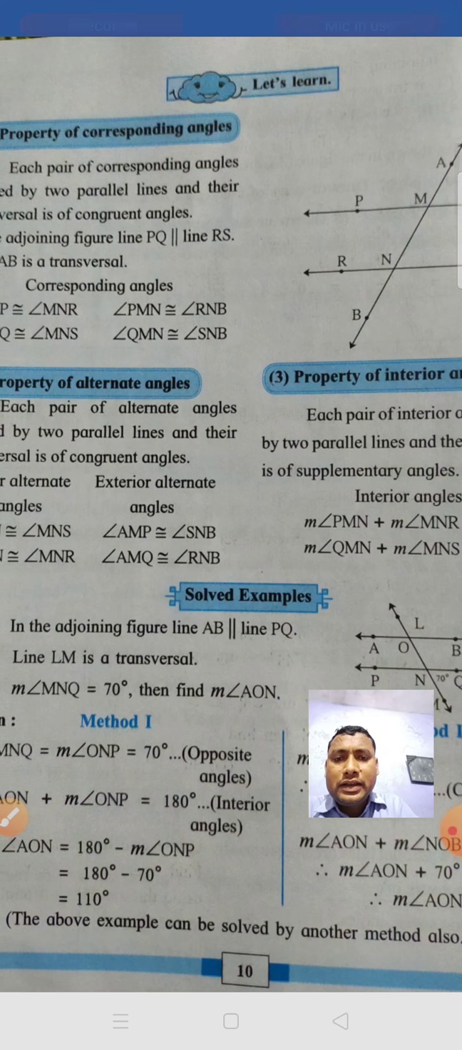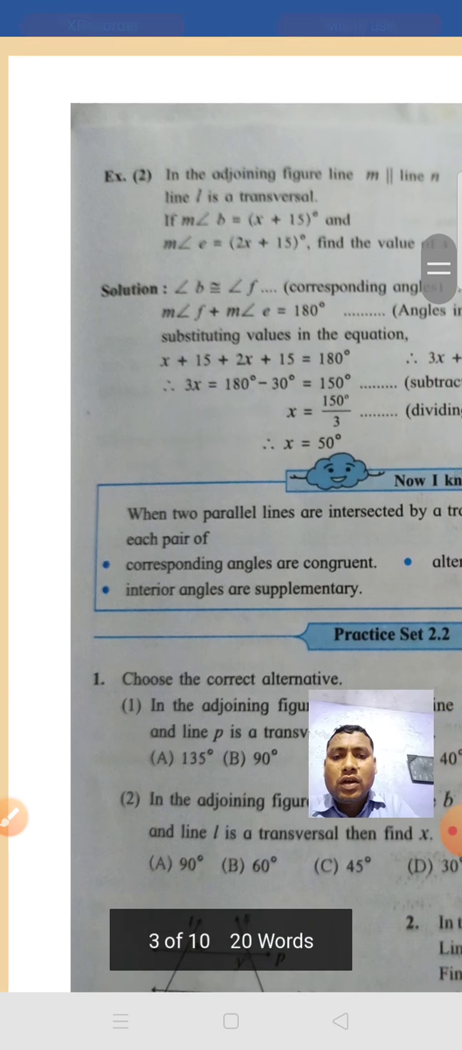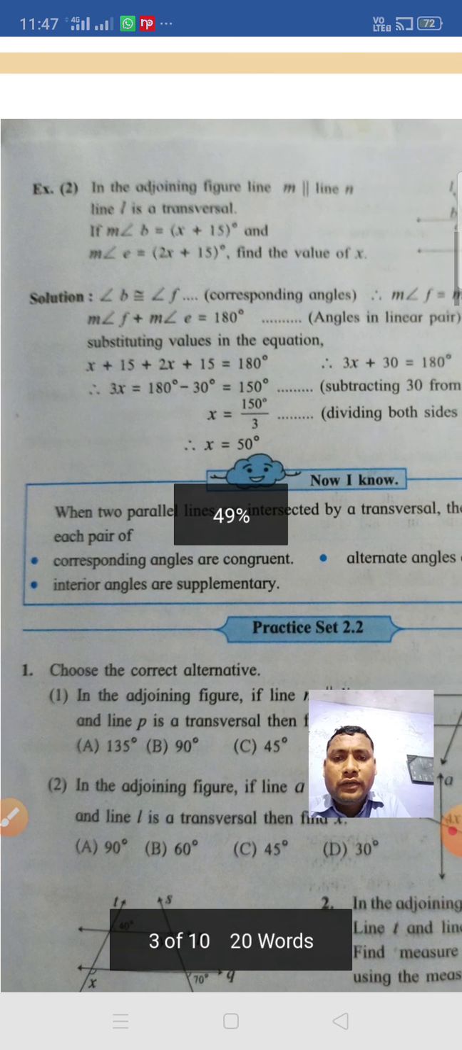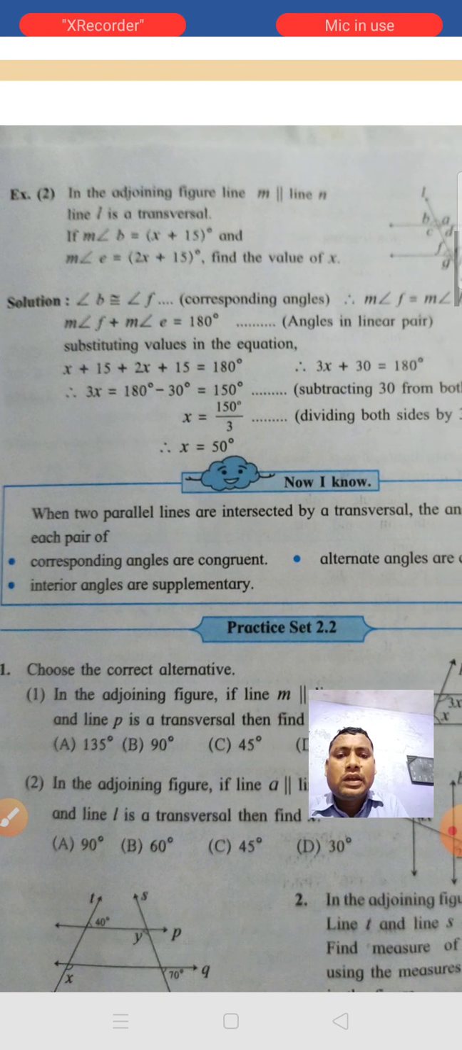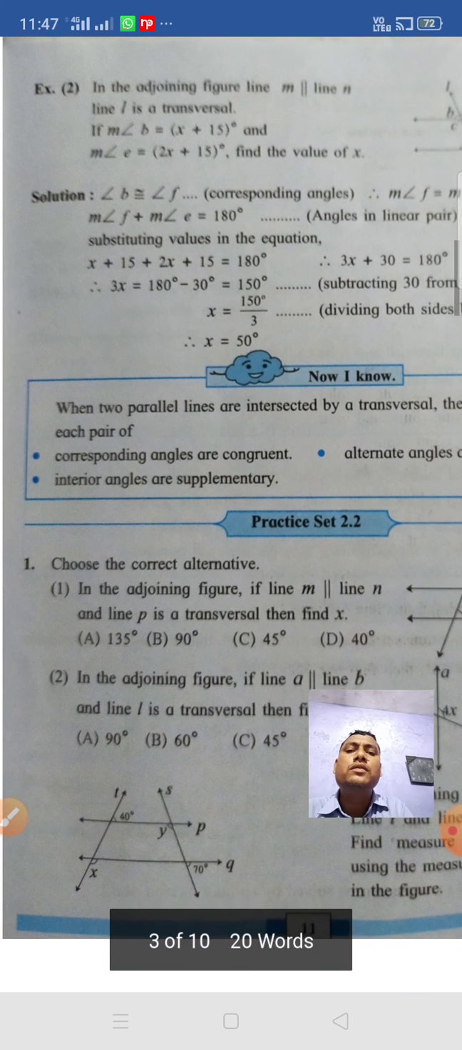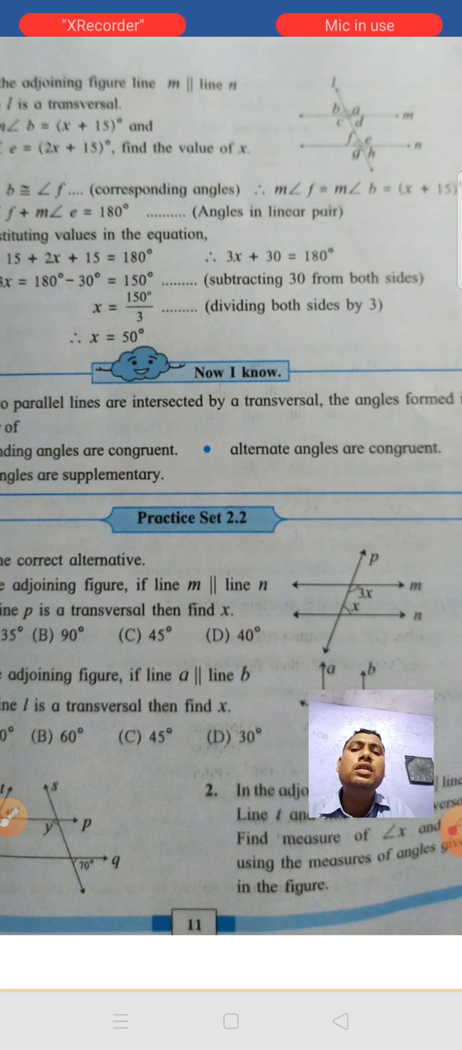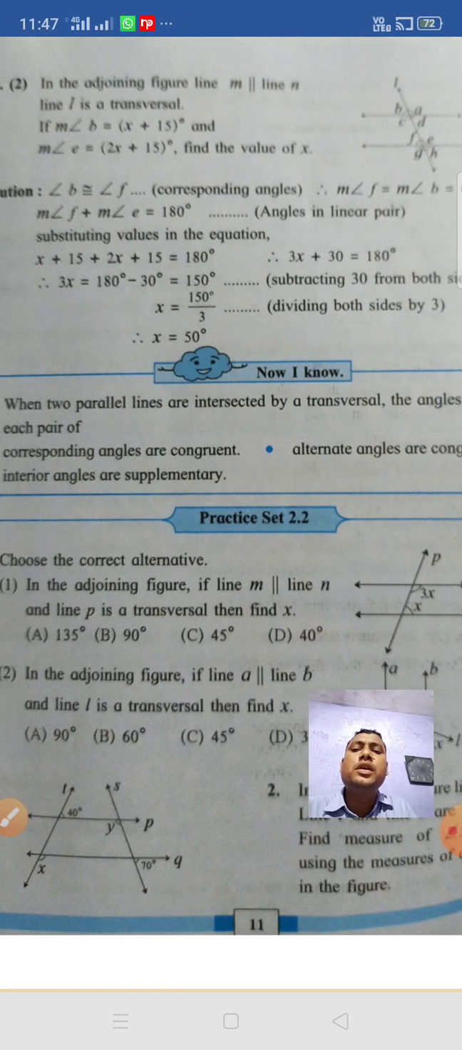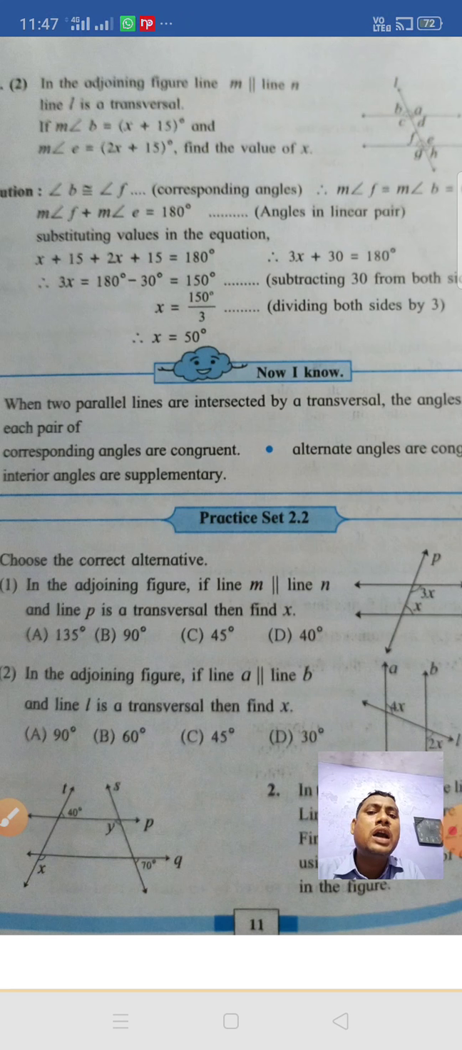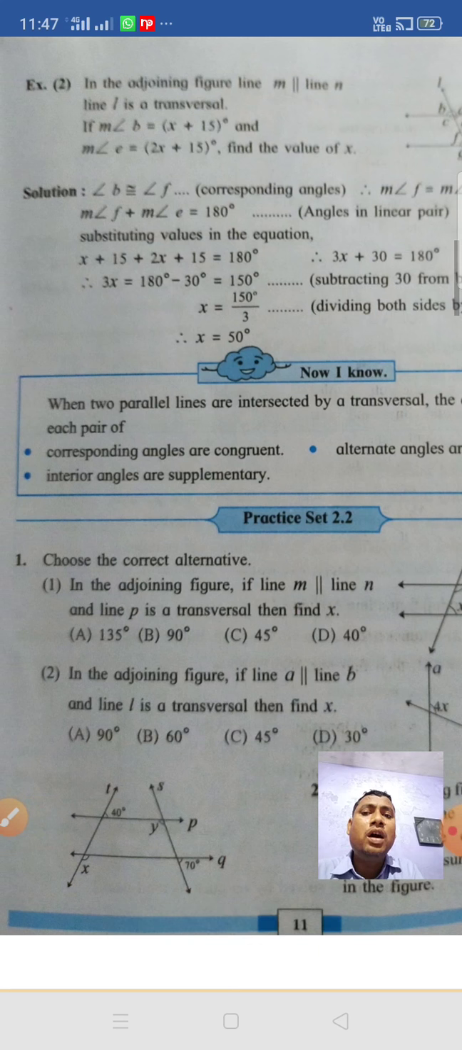Students, now let us say up to now what we learned. When the lines are parallel, then each pair of corresponding angles are congruent. When the lines are parallel, then alternate angles are congruent. When the lines are parallel, then the interior angles are supplementary.